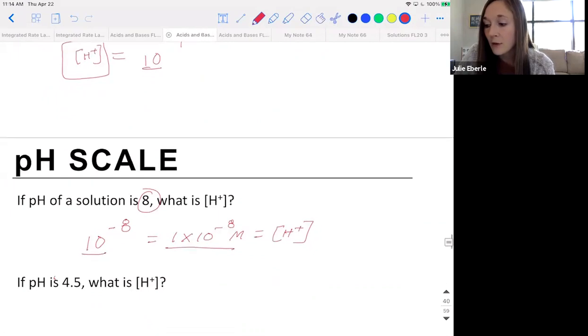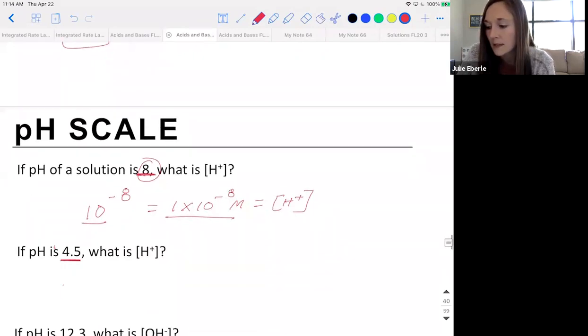Now, the moment that you don't have a nice whole number, if you have like a decimal, so look at the next problem, pH is 4.5. Here we don't have a whole number. 10 to the negative pH is going to be 10 to the negative 4.5. You cannot leave it this way. We can't leave decimals in our exponents. Whole numbers are fine. That's why the previous problem, 10 to the negative 8, is just our answer.